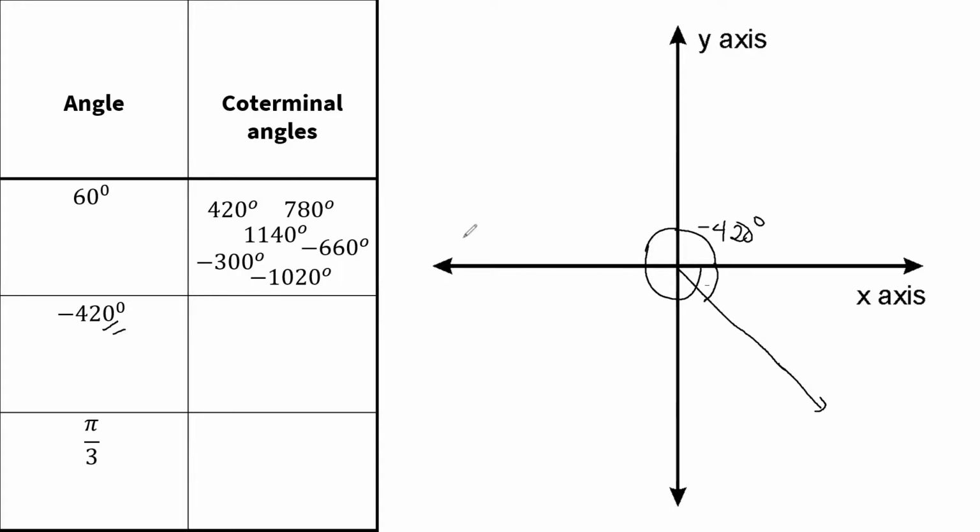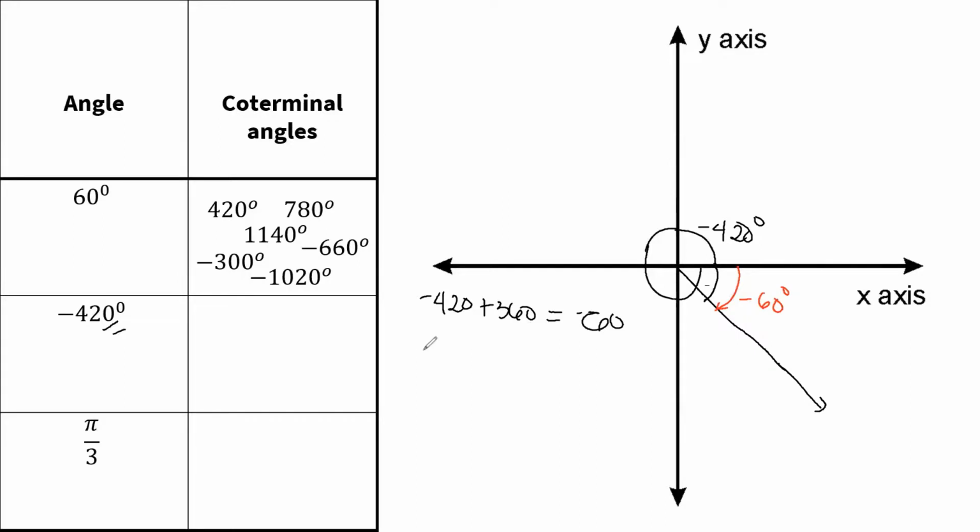So let's find the coterminal angles of negative 420 degrees. Again, just add 360. So negative 420 plus 360, we have negative 60. So negative 60 is one of the coterminal angles of negative 420 degrees. So from the initial side, this is negative 60 degrees.